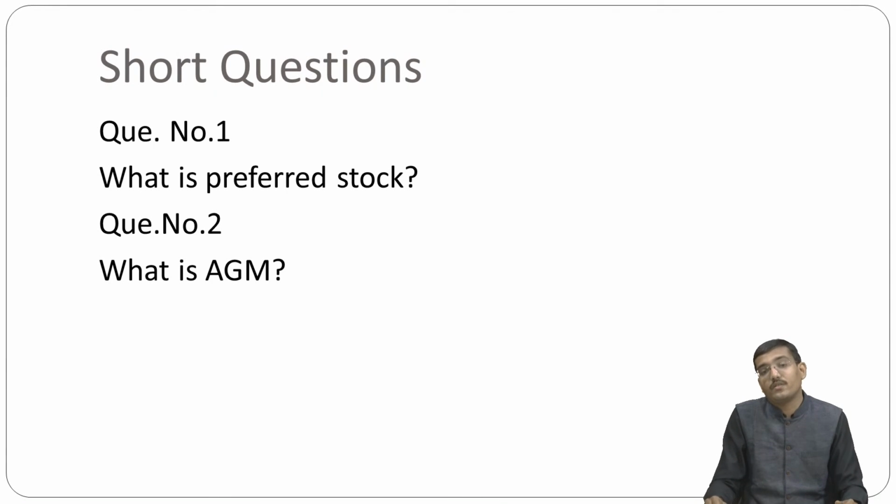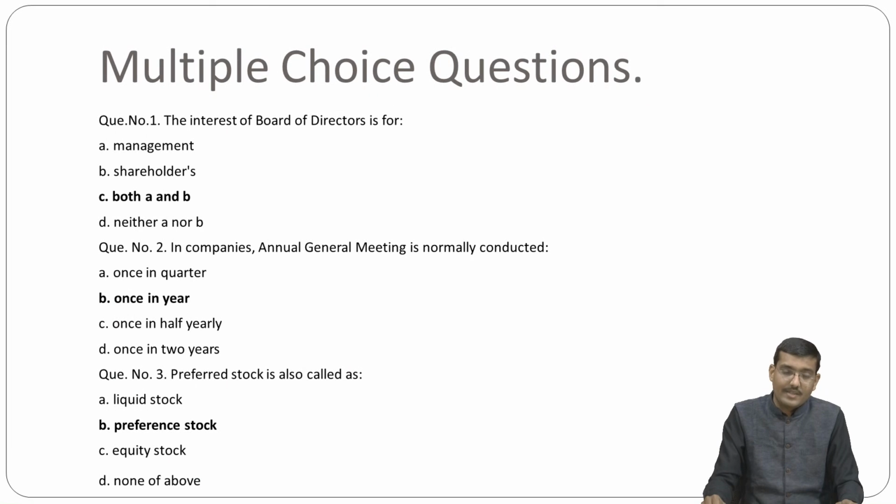In the short questions: what is preferred stock? And what is AGM, that is annual general meeting? You have to write short answers. Then you have to solve these 3 multiple choice questions.